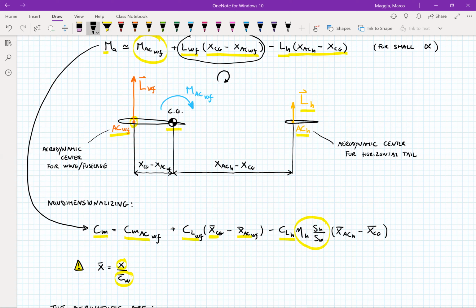Another thing that you might ask is where's the zero for the x? Well, it could be anywhere, because in the end we're only interested in the difference. But very often, I should say, the zero corresponds to the leading edge of the wing, so that the distance over here would be xacwf, and this distance would be xcg, and so on and so forth.